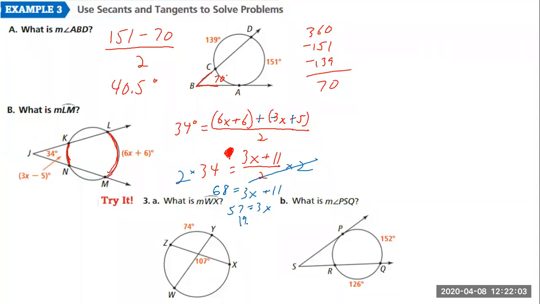And that's x. Now, was that the answer to our question? Well, they want LM. So we got to go back for LM, which is this big arc over here. We got to plug it in. So 6 times 19 plus 6 is 120. So for this one, our answer is 120.